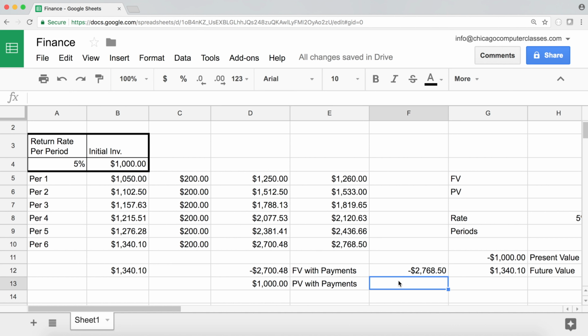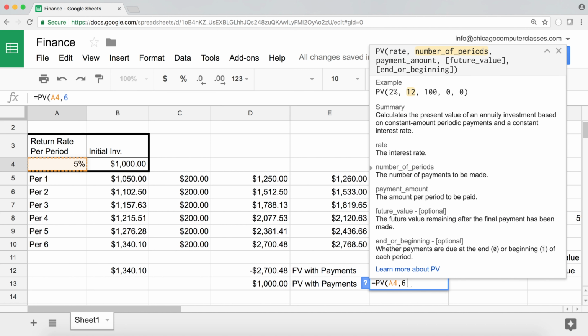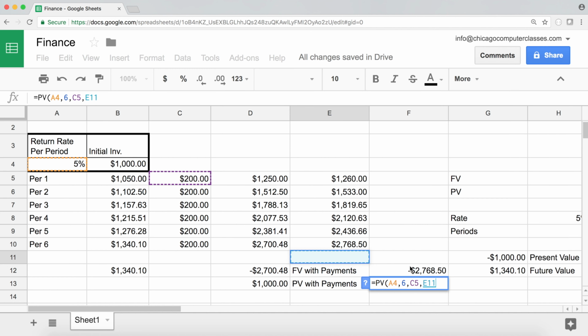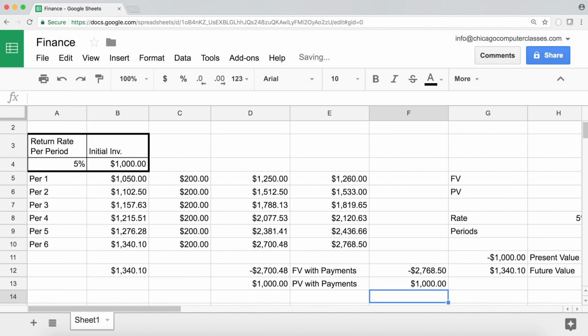And obviously the same way you can do the present value. So the PV, so we're going to have our rate. So number of periods, 6. Payment amount is going to be 200, comma. We're going to do the future value, which is going to be this, comma again. And finally, we want to make sure that our payments are at the beginning. So 1. So that gets us back to our present value.